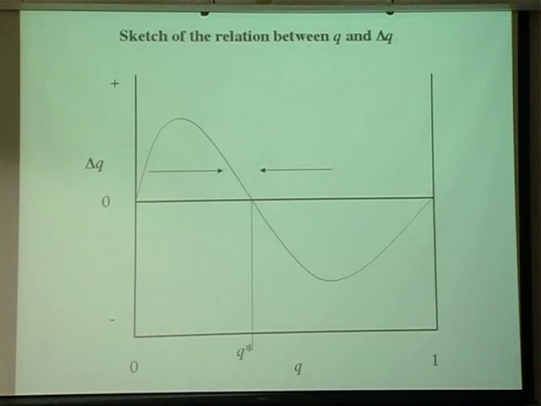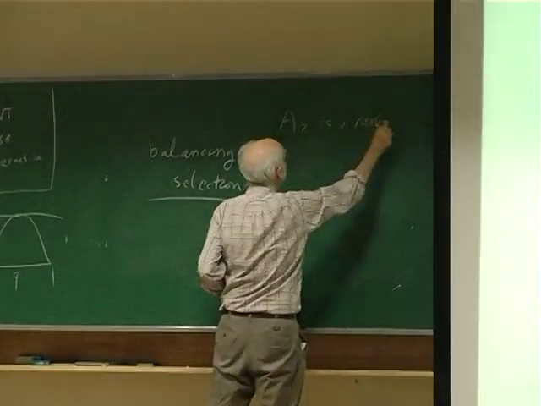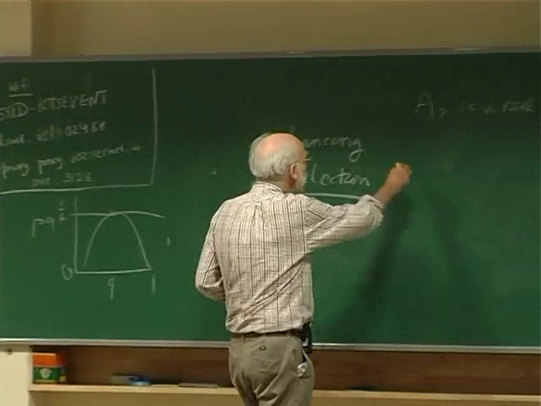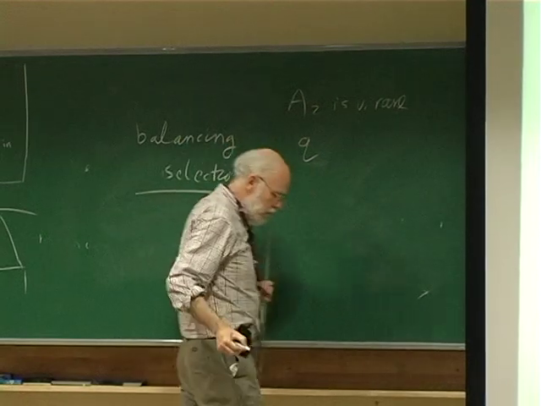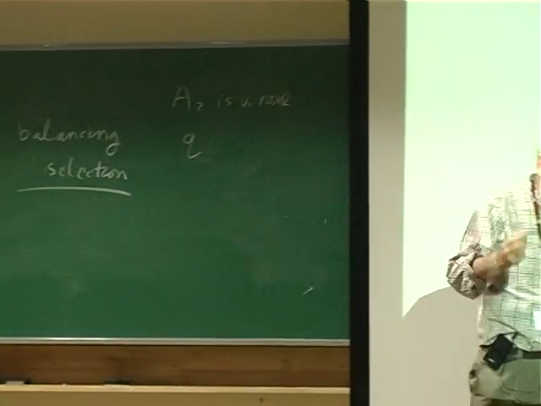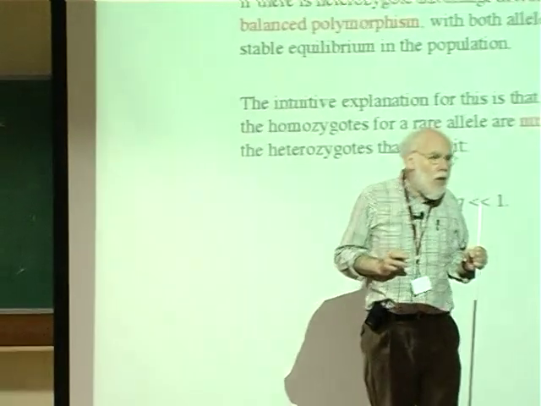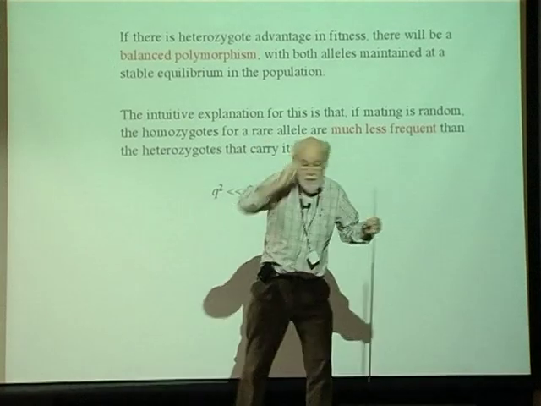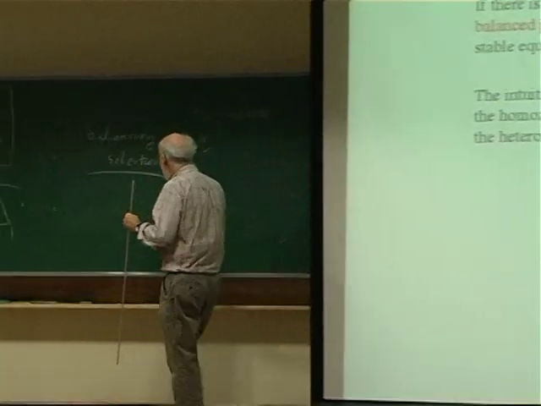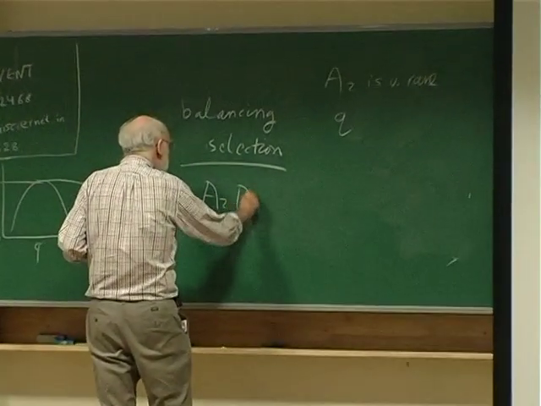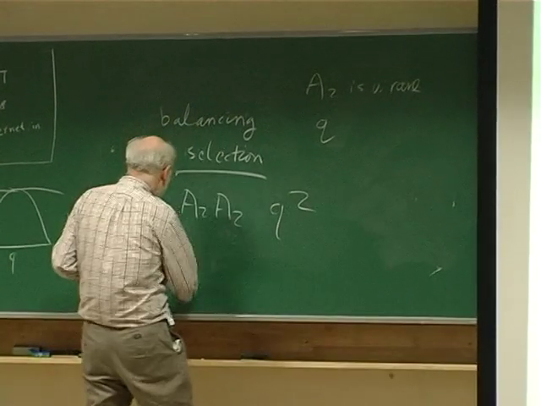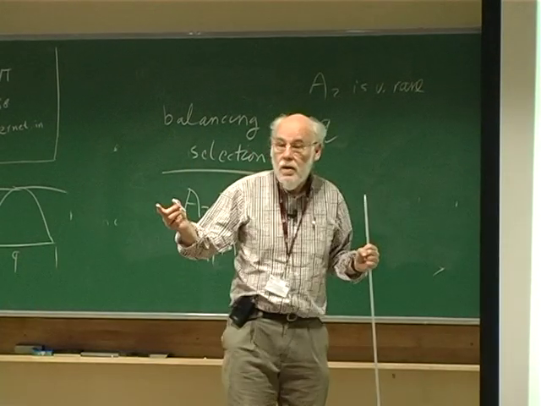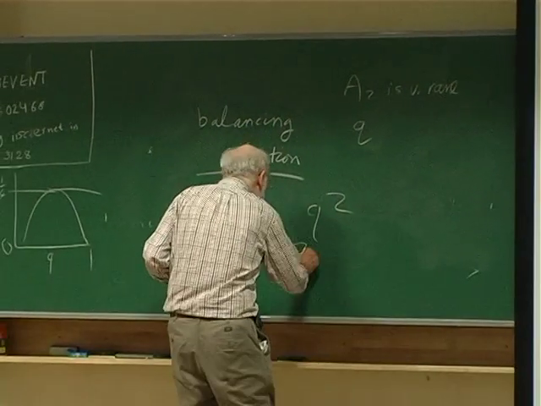So heterozygote advantage: consider a very new mutation with heterozygote advantage that has arisen in the population. So it has frequency Q. That's the allele frequency. What's the frequency of homozygotes for A2A2? Q squared. Thank you. What about the heterozygotes? What's the frequency of the heterozygotes? Great, 2pq.